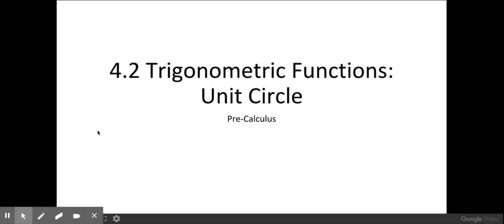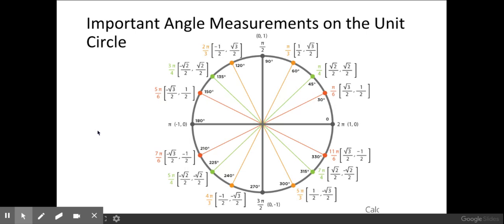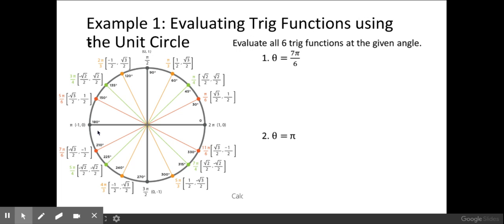So this is part 2 of the 4.2 trig functions video. We already went through these slides. So I am going to do another example of evaluating trig functions using the unit circle. And now here we are going to do all 6 of the trig functions. So in the last video, I only did sine, cosine, and tangent, but now we're going to do all 6, which include the reciprocal functions.